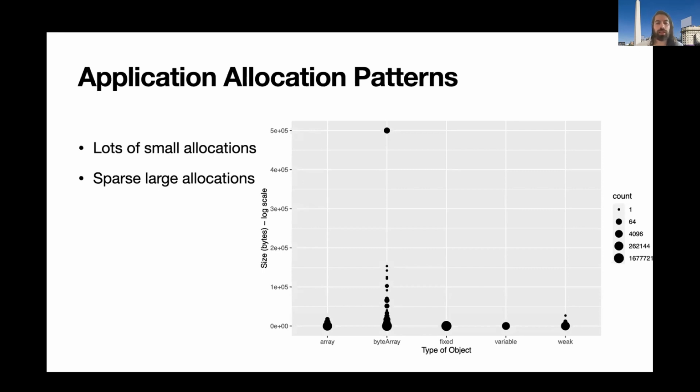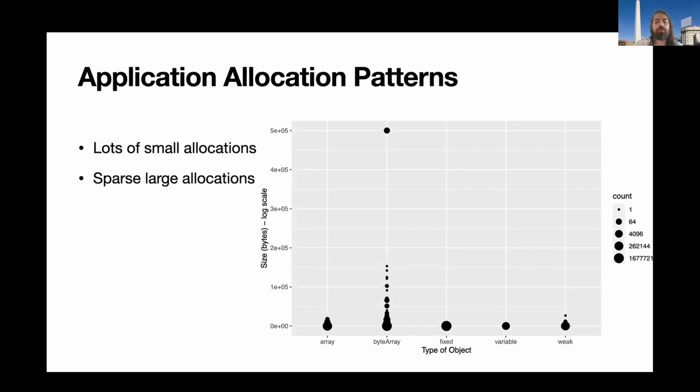We started to look at allocation patterns of different applications. So we ran a couple of benchmarks. This is not part of the paper; we did it later. Here in the graph, each column is a type of object: normal objects, byte arrays, arrays, weak objects, and so on. On the y-axis we have the size of those objects in bytes. The dots represent the number of objects of a particular kind and size that were allocated.